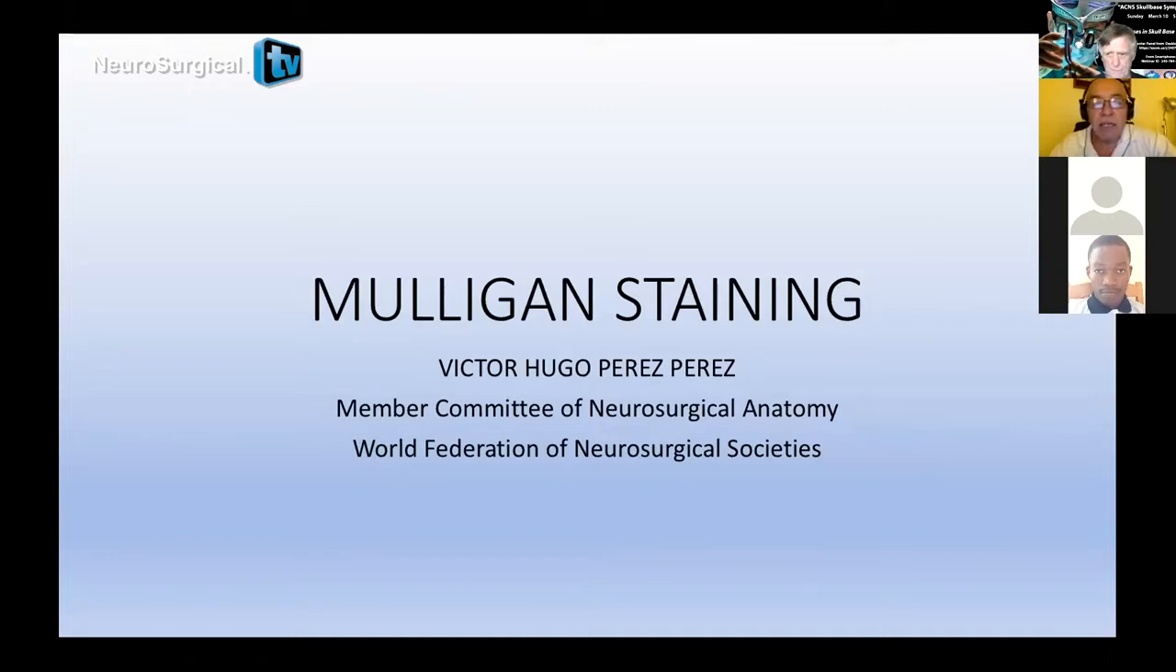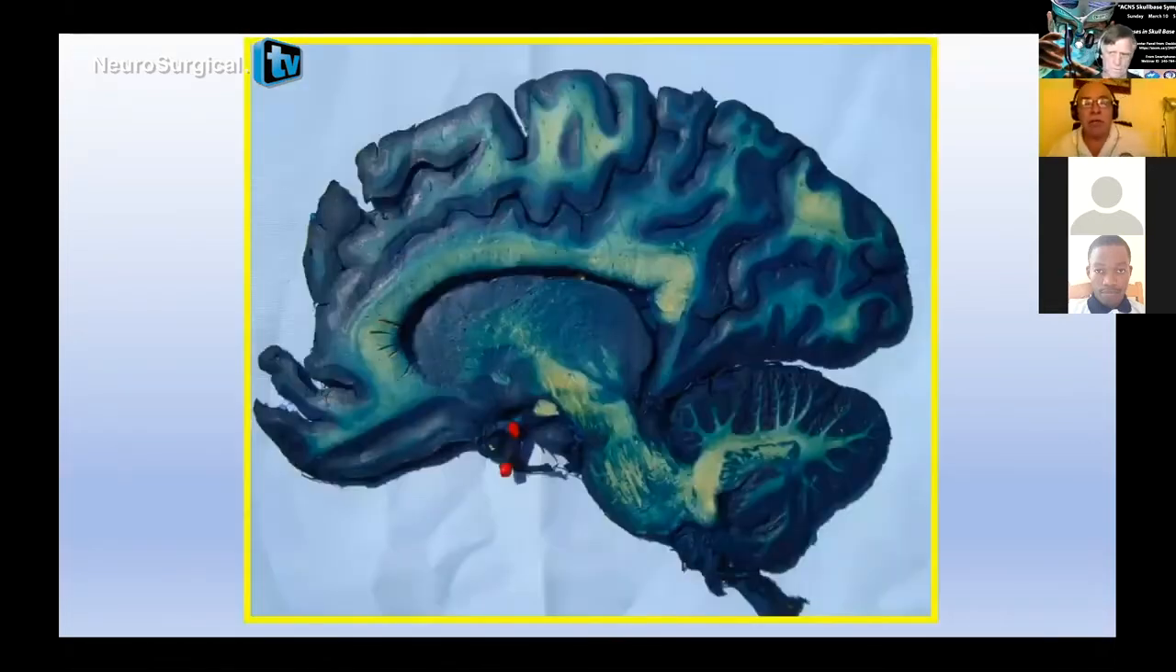Mulligan staining. Well, I have the honor to be a member of the Committee of Neurosurgical Anatomy of the World Federation of Neurosurgical Societies. That's the reason I am very interested in showing some techniques and some really interesting aspects of the brain and spinal cord.